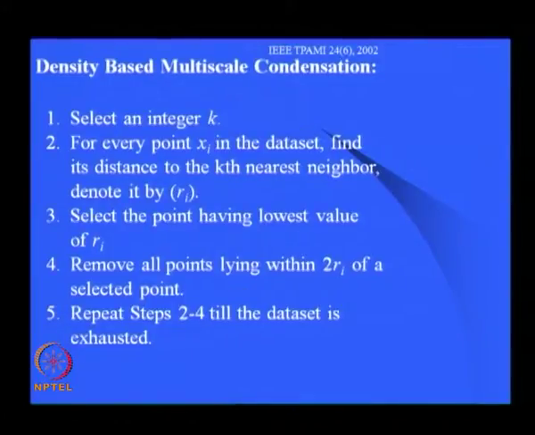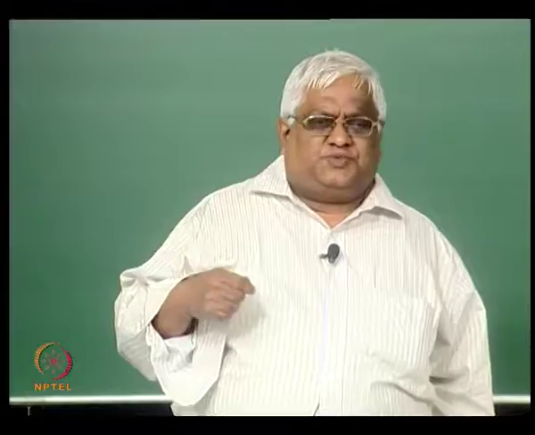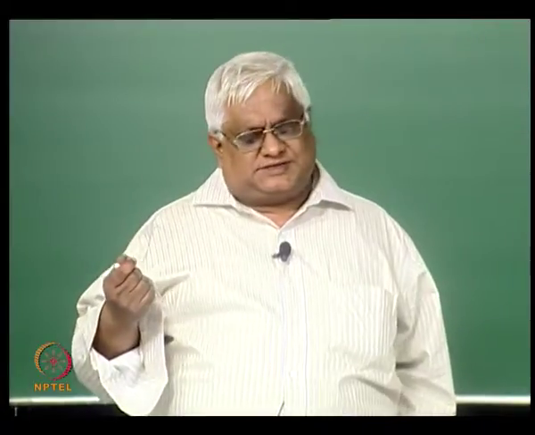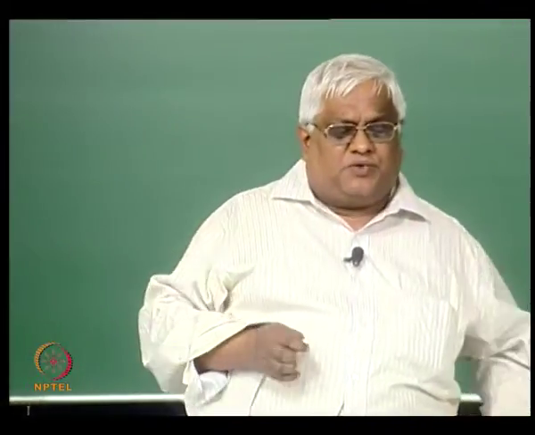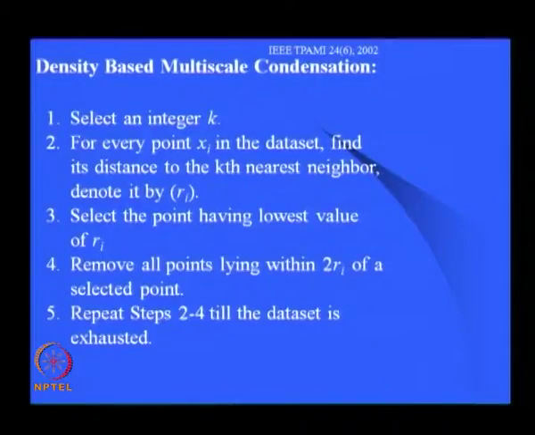So, this method that I am just going to tell you is a slight variant of what is known as the k nearest neighbor decision rule, which we have already discussed in one of the earlier classes in this lecture series. Basically, what we are going to do here is, you select an integer k. K actually tells you the scale for the multi-scale data condensation. So, once the scale k is given, for every point find its distance to the kth nearest neighbor.